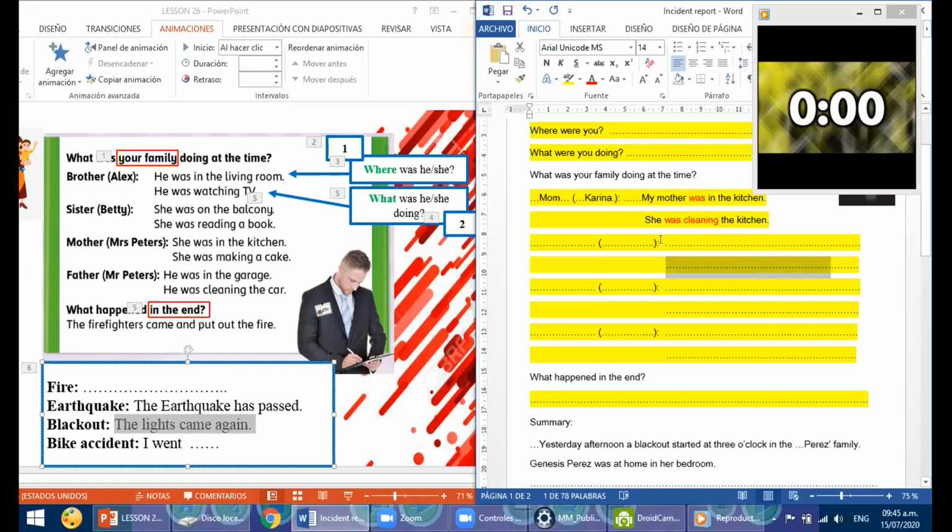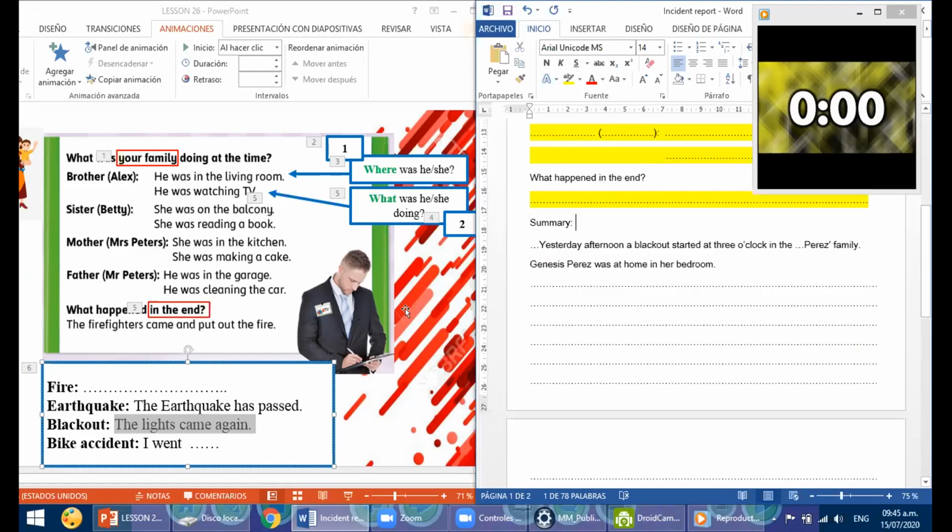The next sentence is, where was he? Where was he playing football? My father was playing football. No, this is one. He was in the garden. He was playing football. The place and the action. Okay? The same for your sister. The place, in the kitchen, in the living room, in the balcony, in the garden, the place, and then the action. Okay? Good.